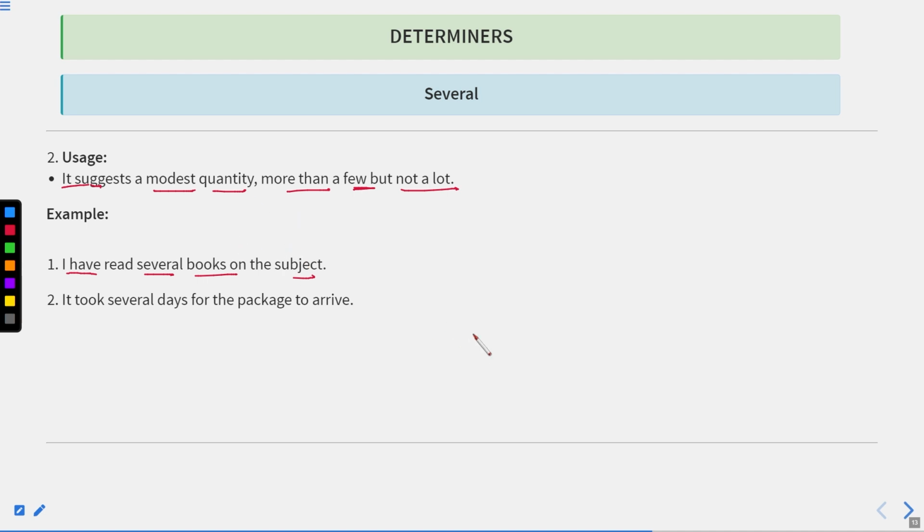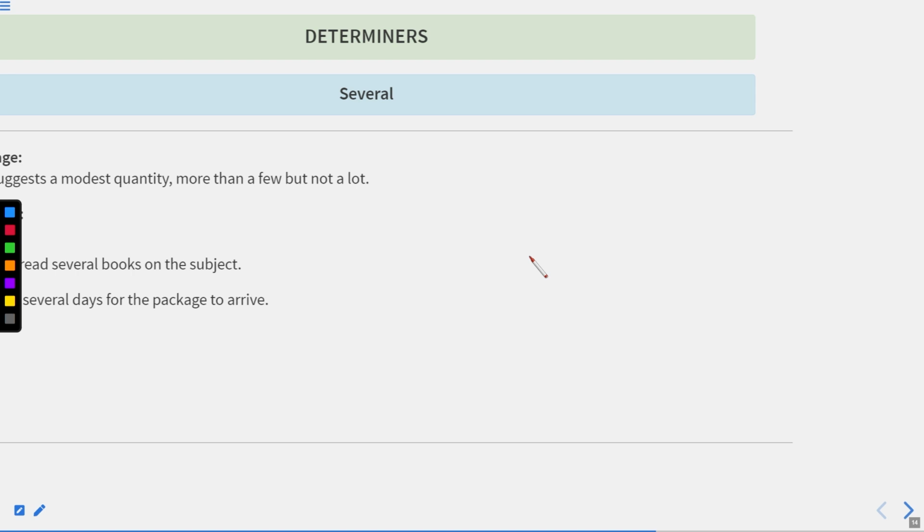Several books, it means some books. Okay. It took several days for the package to arrive. Several days means some days to arrive. Okay. Now let us move to the next one.